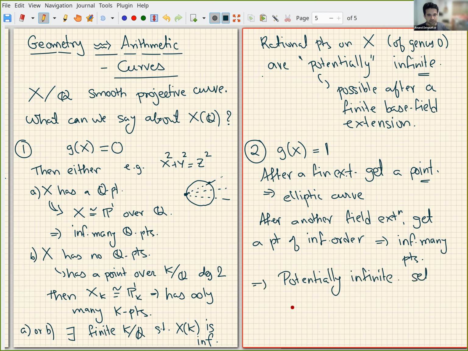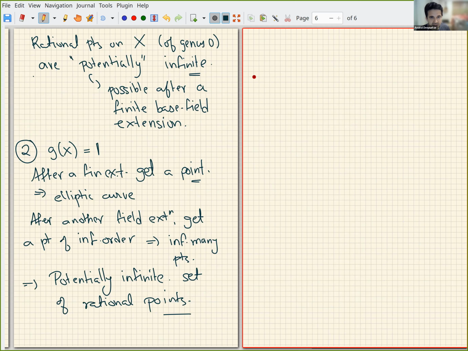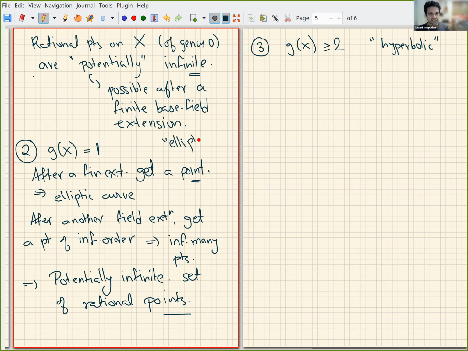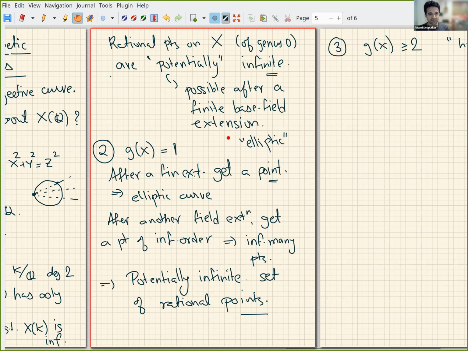Of rational points. Okay. The third case is distinctly different. So this is the genus of X is 2 or higher. I'll call it the hyperbolic case. This is the elliptic case, and maybe the first one was the spherical one. Okay, Riemann sphere.